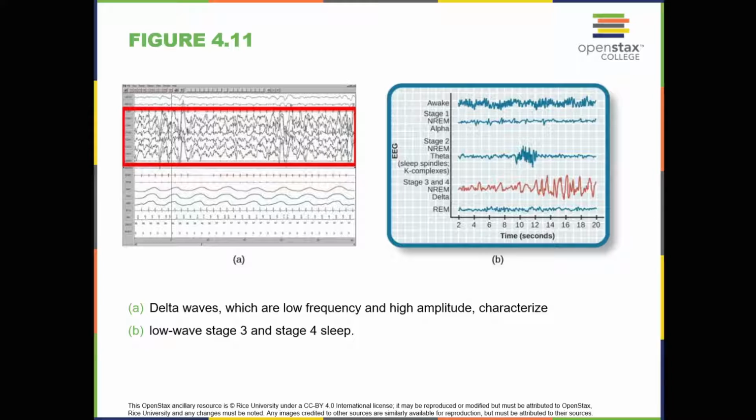Stage 3 and Stage 4 of sleep are often referred to as deep sleep or slow wave sleep because these stages are characterized by low frequency, high amplitude delta waves, as shown in Figure 4.11. During this time, an individual's heart rate and respiration slow dramatically. It's much more difficult to awaken someone from sleep during Stage 3 and Stage 4 than during earlier stages.